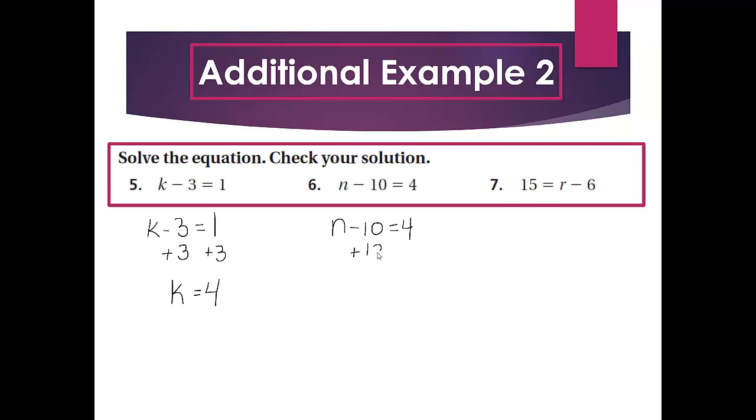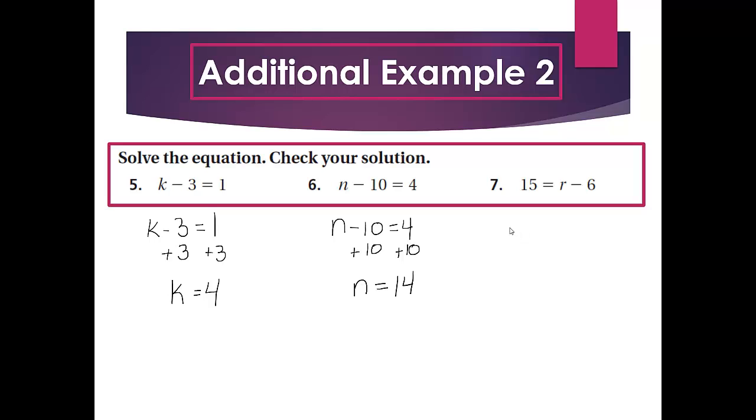So we're going to add 10 to the left-hand side and also add 10 to the right-hand side. The left-hand side would just be n, and 4 plus 10 is 14. Now we'll check this by substituting 14 back in for n, and 14 minus 10 is 4.